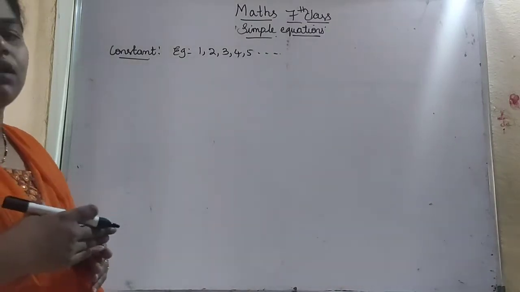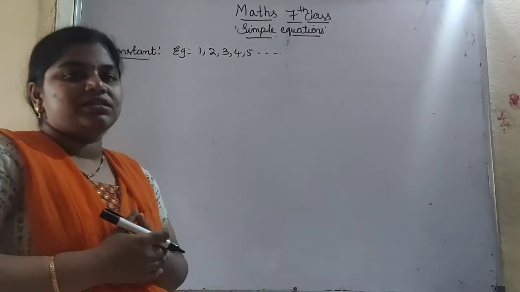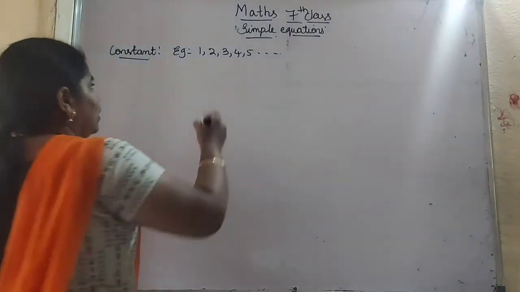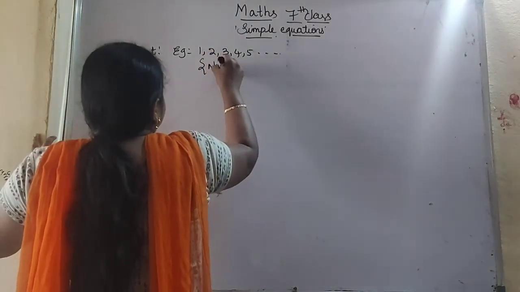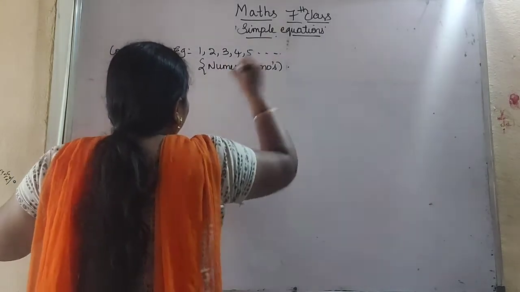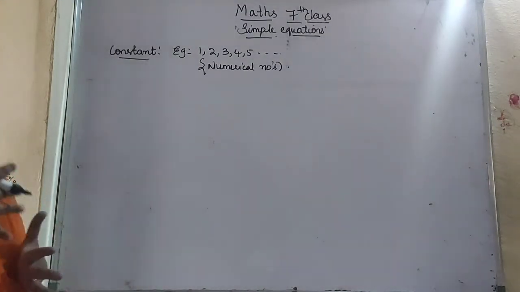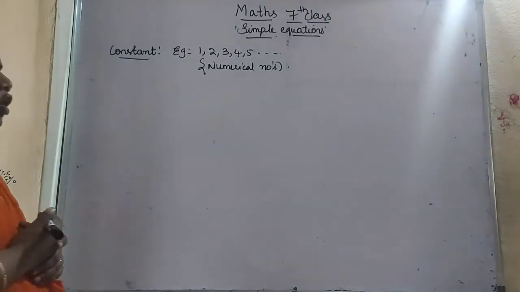So in place of 1, you can't replace it as 2. In place of 2, you can't replace it as 3. So all the numerical values we can call as constants here. All the numerical numbers we will call as constants. So the symbol which can't be changed, we will call it as constants.